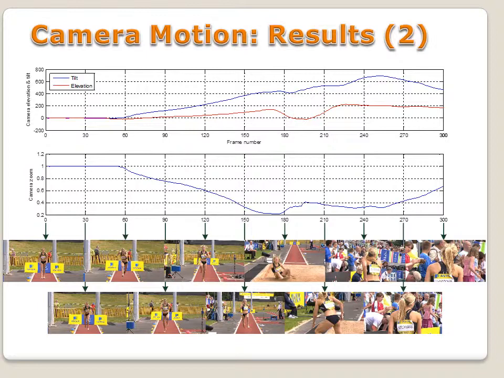Again, there is no motion while the athlete is preparing, but when the athlete starts running down the aisle, you have the zoom decreasing and the tilt and elevation of the cameras increasing. The elevation itself abruptly drops and increases the moment the athlete lands on the sand.